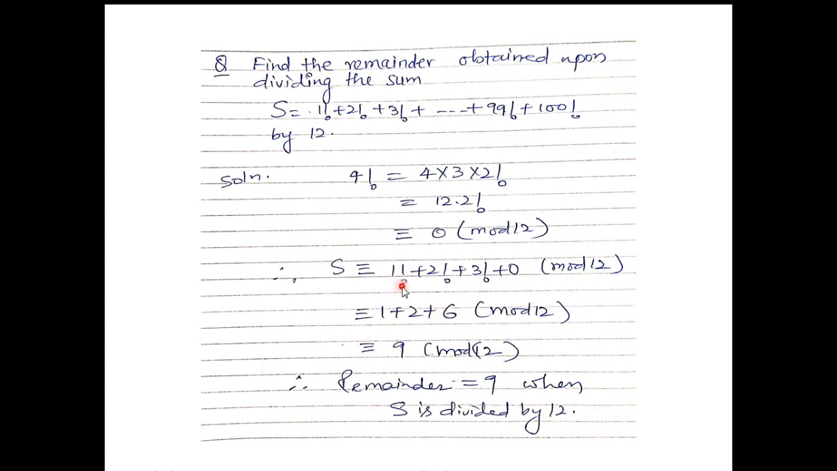So we are left with factorial 1 plus factorial 2 plus factorial 3. Factorial 1 is 1, factorial 2 is 2, and factorial 3 is 6. Adding them we get 9. Therefore the remainder is 9 when the sum S is divided by 12.